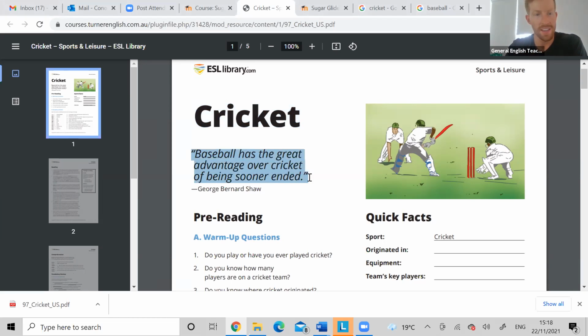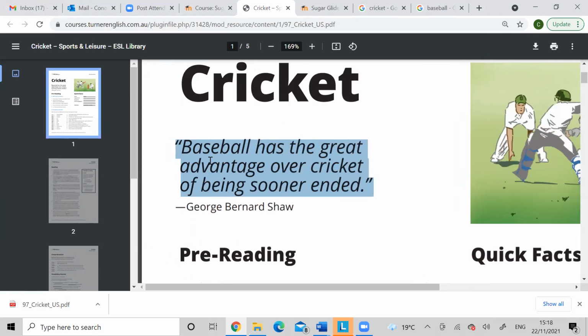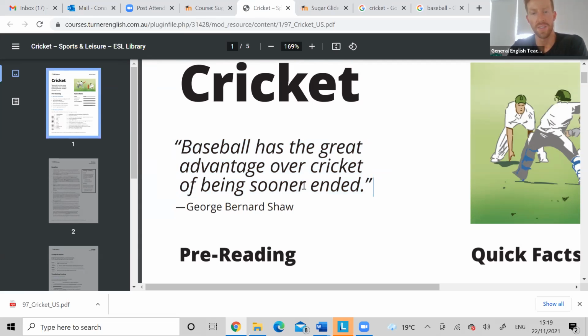So let's see, what does this say? All right, so let's get Debbie to read this highlighted phrase. What does that say, Debbie? Baseball has the great advantage over cricket of being sooner ended. Okay, so what are we saying there? What is better about baseball? Sooner ended. What's that one?